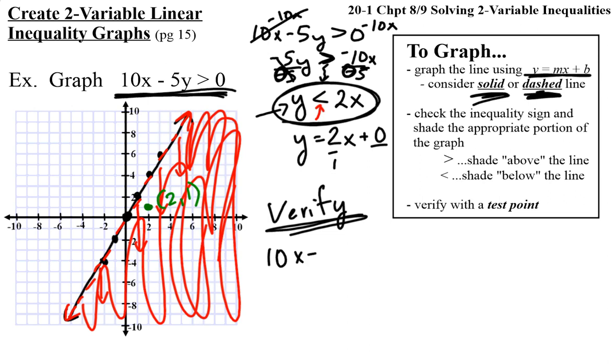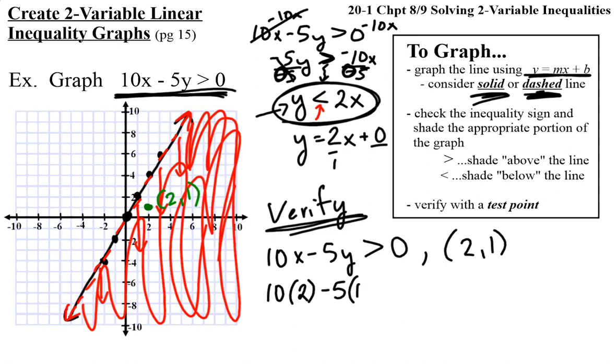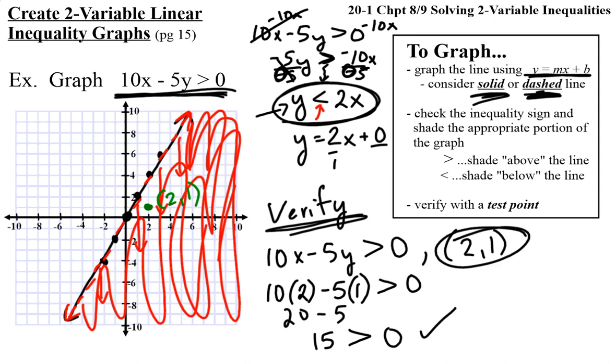So we had 10x minus 5y should be greater than 0, and we're going to verify with 2, 1. So when I plug that in, 10 times x, which is 2, subtract 5 times y, and y is 1. That should be greater than 0. 20 minus 5, 15. 15 is greater than 0. That holds up. So 2, 1 is a solution, which it should be because it's in the appropriate region. Well, I hope then I can trust what I've done.